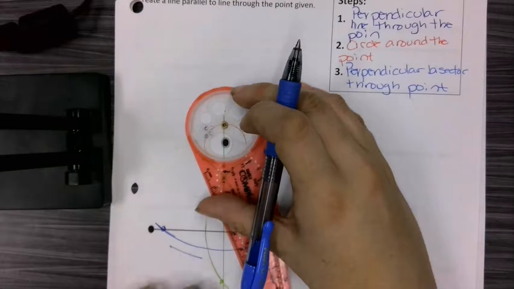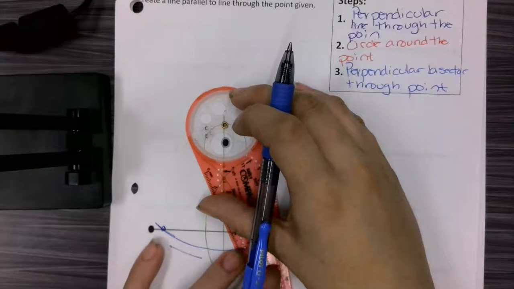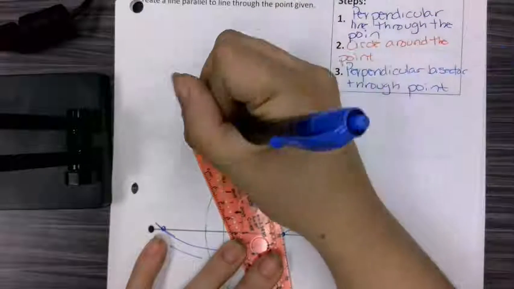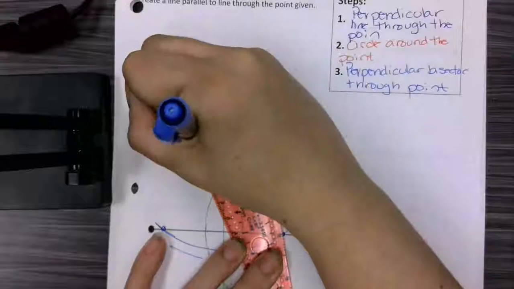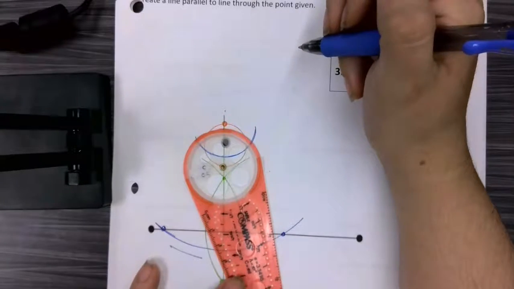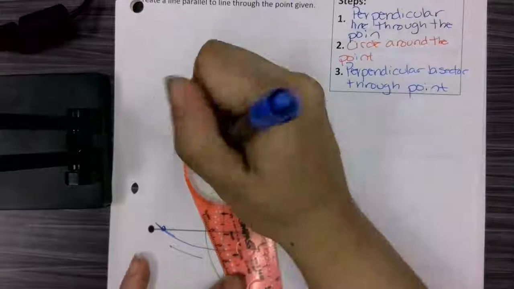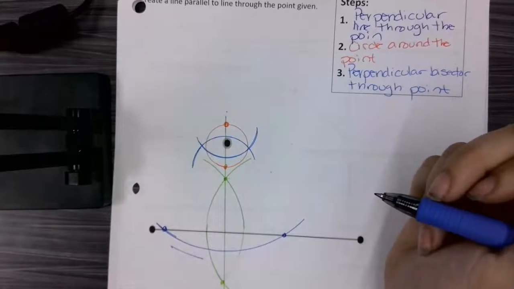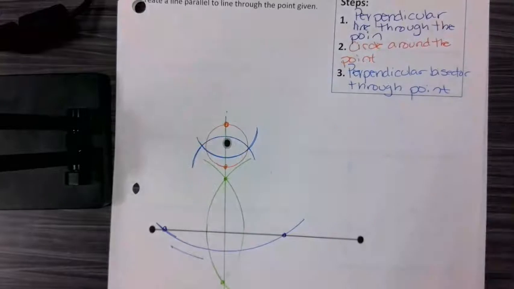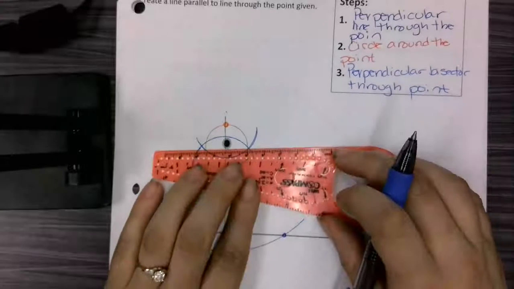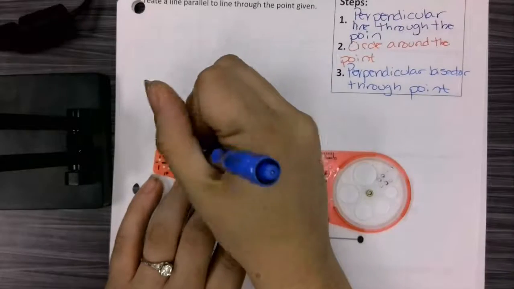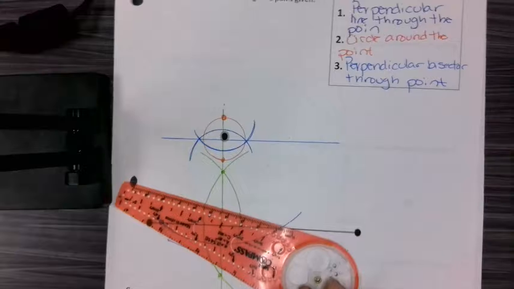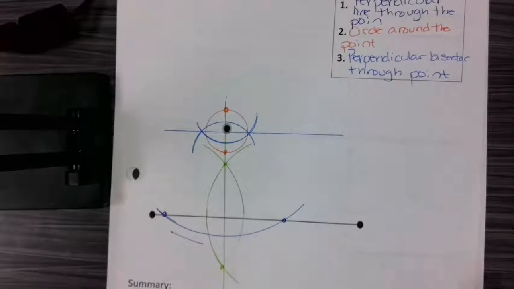So what I do is I center at one of my crossing points and draw a circle. Then I go to the other point and I draw the same size circle. That looks like an eye. That's so creepy. And then I draw the line through the two points where they're crossing. This should be going through that point, but the compasses aren't as precise.